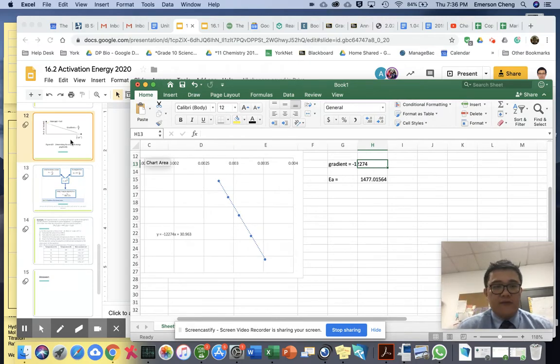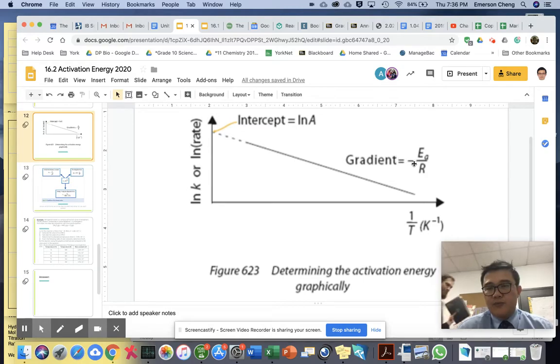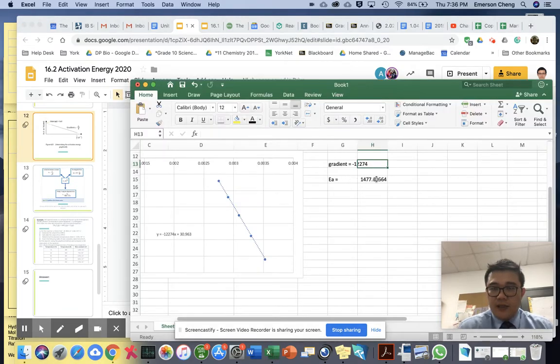So Ea, if you look here, gradient equals minus Ea over R. So Ea equals minus the gradient times R, 8.31, which gives me this value. Ea equals 1477. Now, I know the value looks weird. I double checked it. I even got Miss Aragona to check it, and that's what she got too.